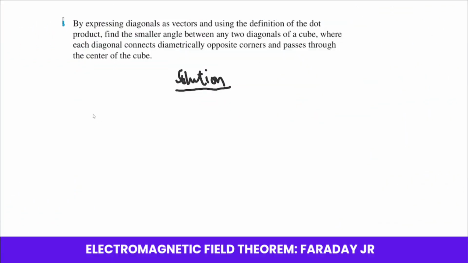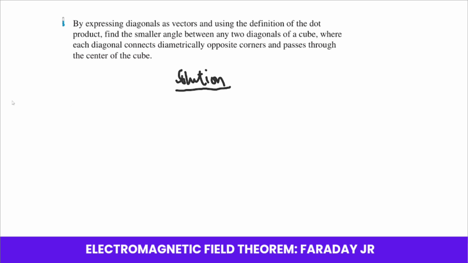Hello, today we are going to solve one more question on our EMFT. And this question is telling us, by expressing diagonals as vectors and using the definition of the dot product, find the smaller angle between any two diagonals of a cube where each diagonal connects diametrically opposite corners and passes through the center of the cube.